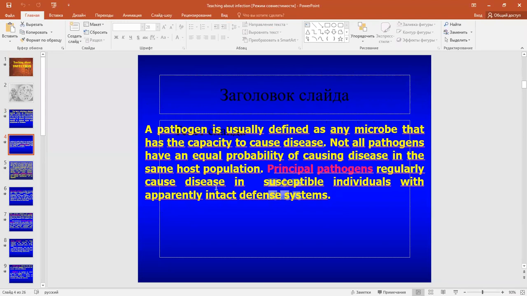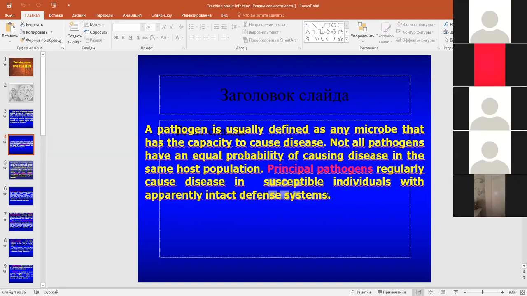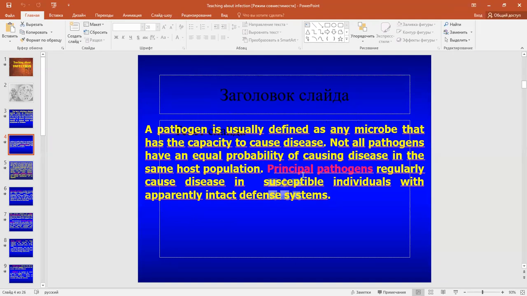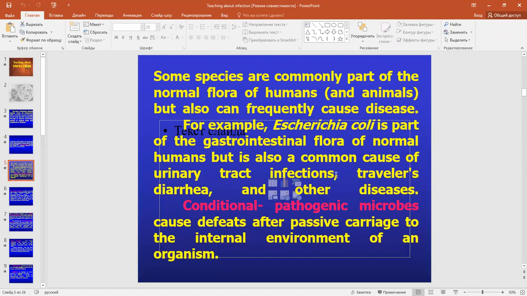Not all pathogens have an equal probability of causing disease in the same host population. There are different pathogens. Principal pathogens regularly cause disease in susceptible individuals with an apparently intact defense system, and principal pathogens do not belong to normal microbial flora. Some species are commonly part of the normal microbial flora of humans and animals, but can also frequently cause disease, and they are named conditionally pathogenic microbes. They cause disease after defects of the passive carriage allow them into the internal environment of an organism.